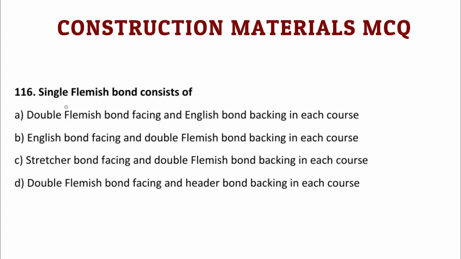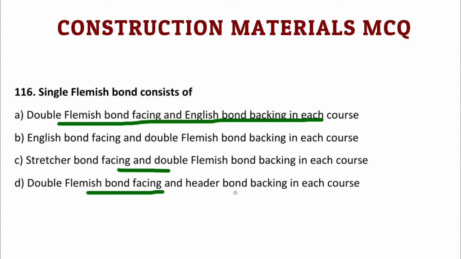So next question, a single Flemish bond consists of option A double Flemish bond facing and English bond backing in each course. Option B, English bond facing and double Flemish bond backing in each course. Option C, stretcher bond facing and double Flemish bond backing in each course. Option D, double Flemish bond facing and header bond backing in each course. So the correct answer is option A, double Flemish bond facing and English bond backing in each course.